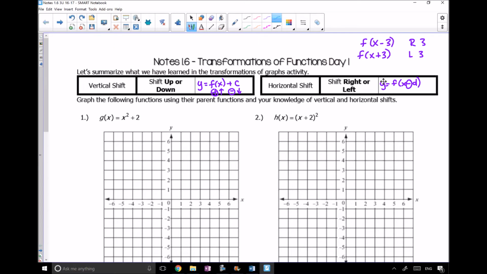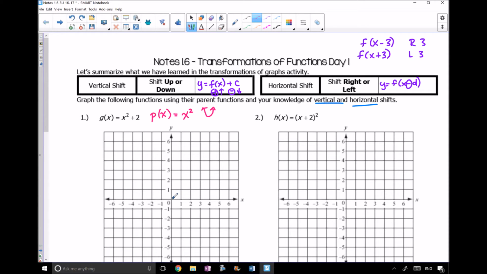All right. So for questions 1 and 2, the directions say to graph the following functions using their parent functions and your knowledge of vertical and horizontal shifts. If you take a look right here, g of x is equal to x squared plus 2, we know that our parent function is going to be x squared. And we learned in our video to draw out our parent function of x squared, our quadratic function, we know it's going to be a parabola.